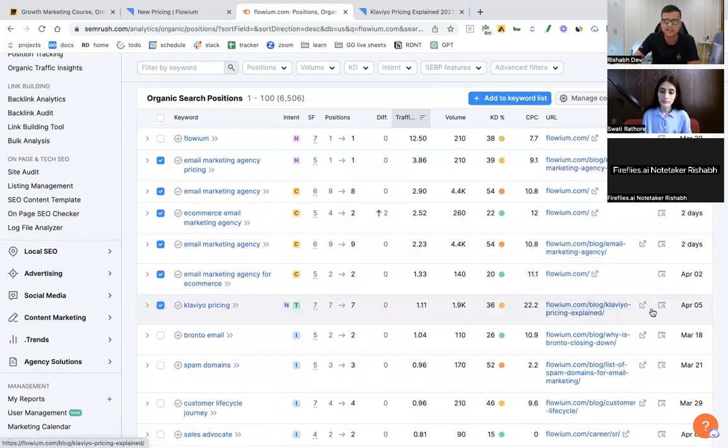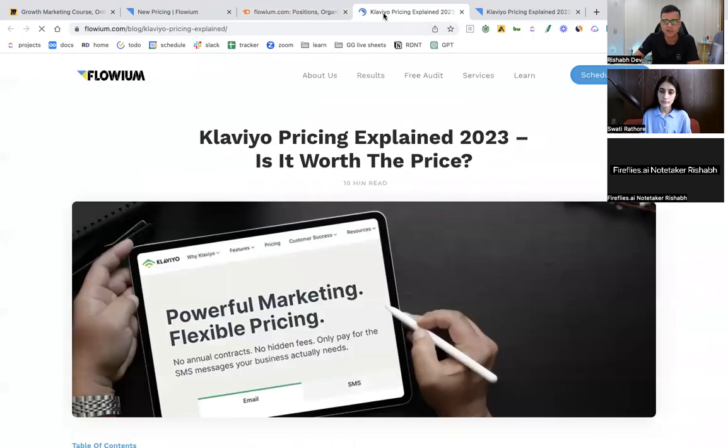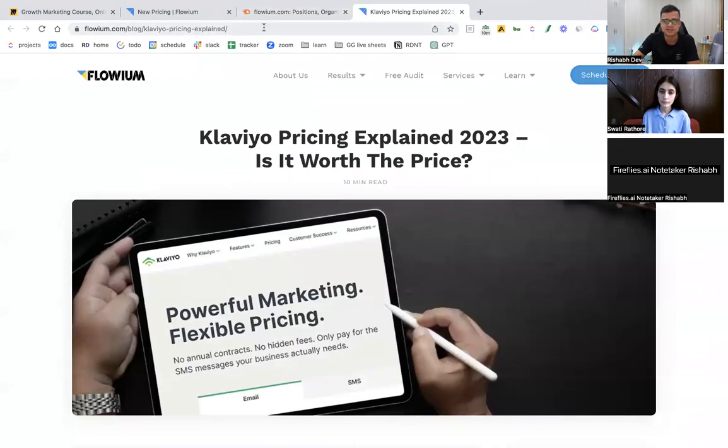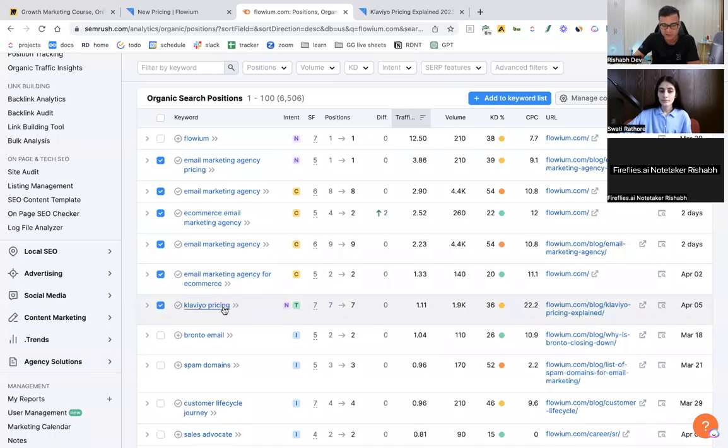And I really like this blog about Klaviyo pricing, even though it's quite top of the funnel. I'm going to pick this example, and then I'm going to make a note that I want to create a better blog about this topic than these guys, and want to rank for this keyword on Google above the 7th result. So they are on the 7th result. I want to come somewhere in the top 6.